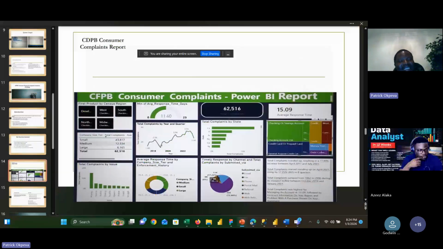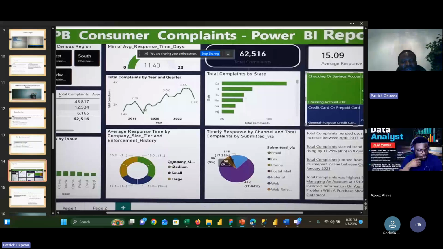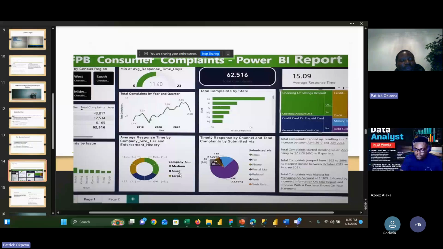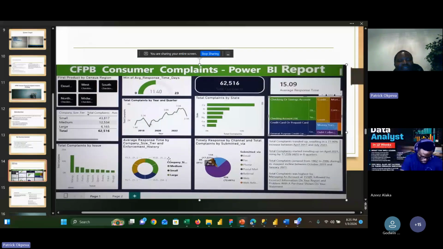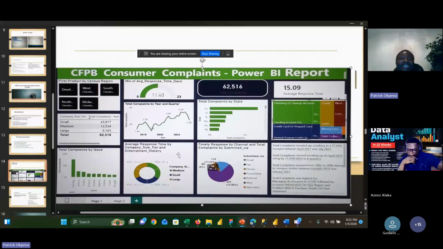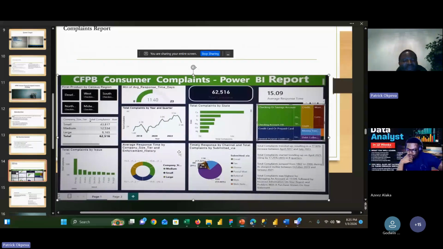And I have another chart here that says average response time by company size tier, enforcement history. So from small to medium, we understand that actually the small companies generate most of these complaints. And a lot of factors can be considered to understand that reason, maybe based on their capacity or their inability to manage this distress at the time.